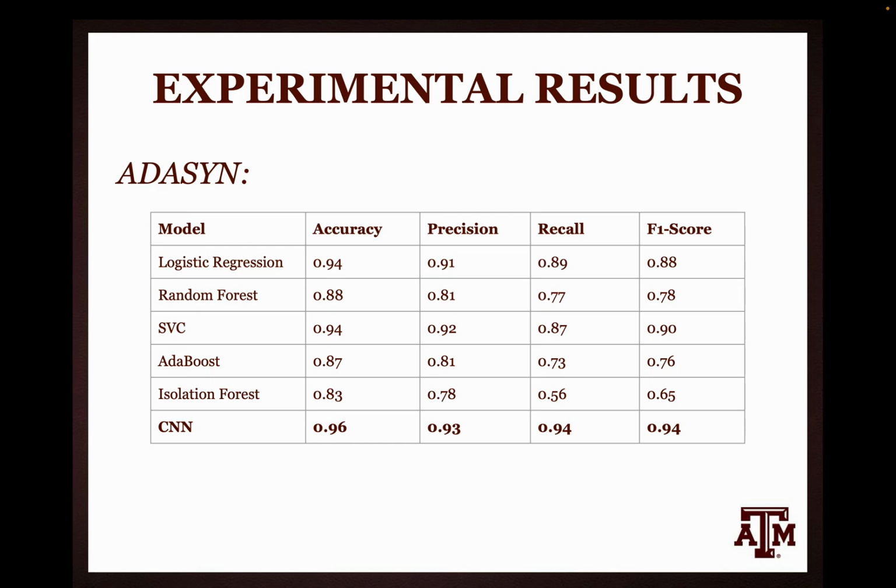ADASYN is adaptive synthetic sampling technique. It is also an oversampling technique, but this takes care of distributed density. Using ADASYN, the highest accuracy attained is 96% with convolution neural networks. The second highest is 94% with logistic regression and SVC.